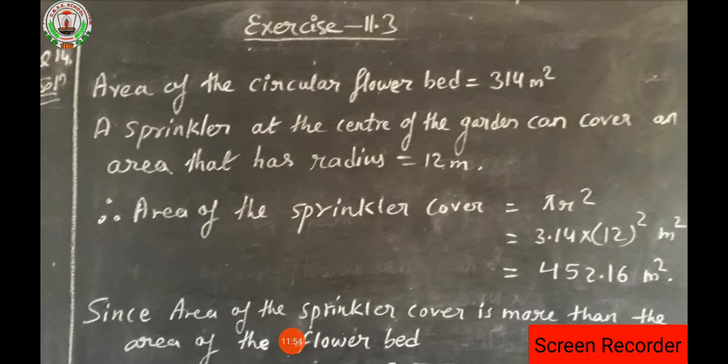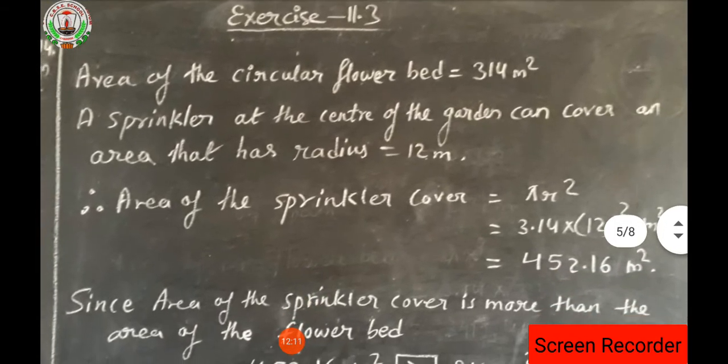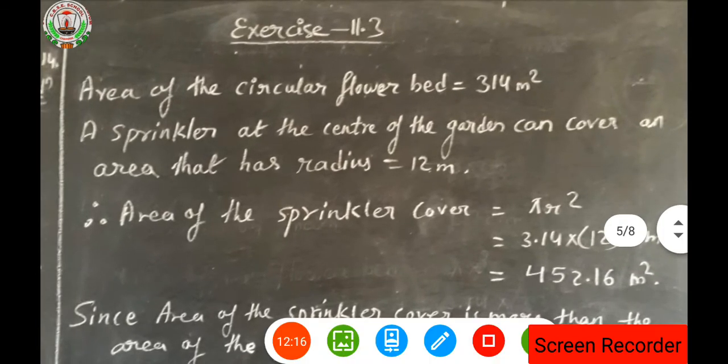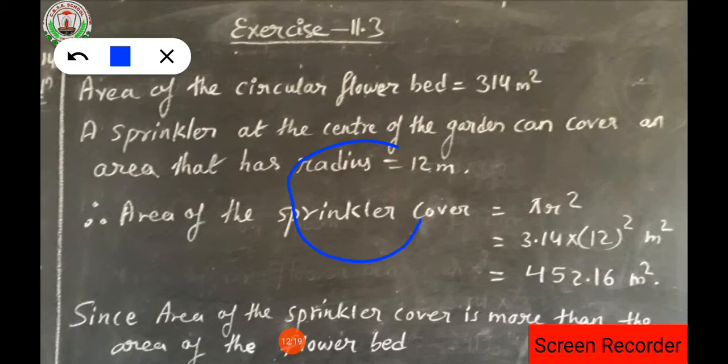Here in this question, the area of the circular flower bed is given as 314 meter square. A sprinkler at the center of the garden can cover an area that has a radius of 12 meter. So listen very carefully, everyone. One garden we are having. This is the garden, isn't it? The area of this particular garden is given as 314 meter square, isn't it?